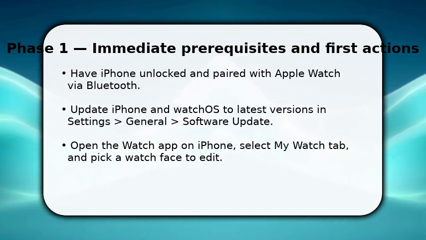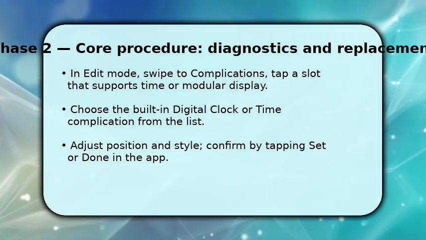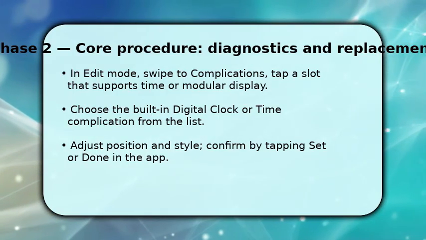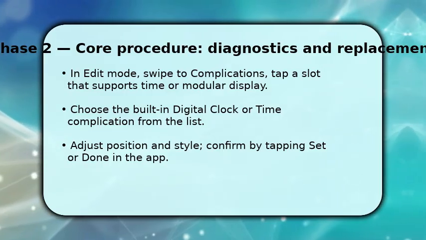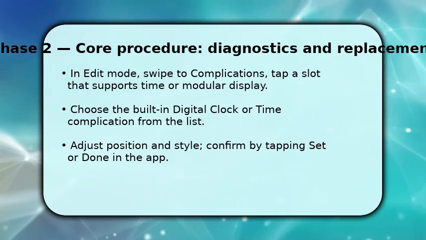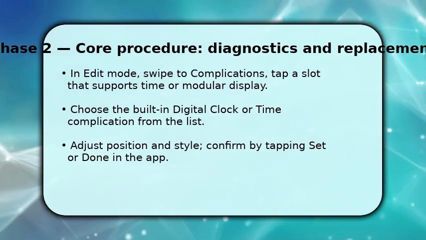Now you perform the central action. Add the digital time complication. You'll swipe to the complications pane, then tap a slot compatible with a numeric time display. Make sure to select the built-in digital clock or time entry. Third-party faces may not offer true digital time.